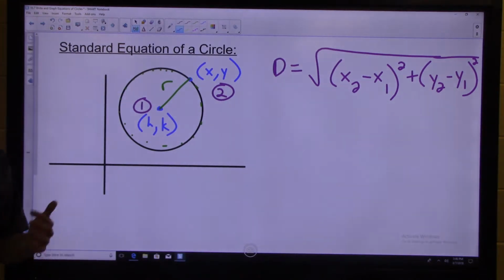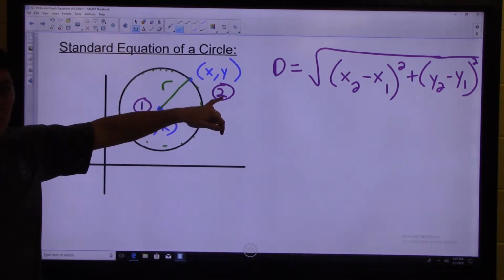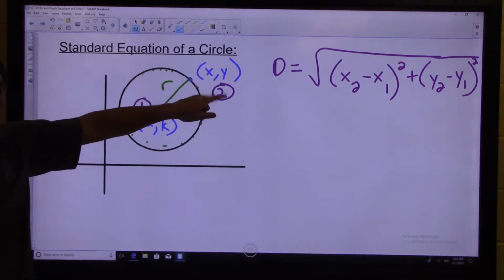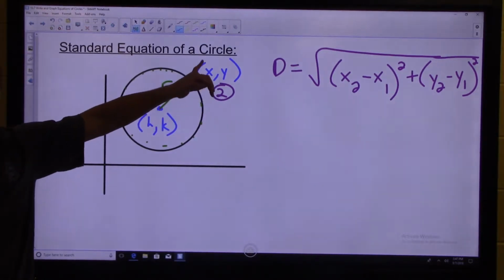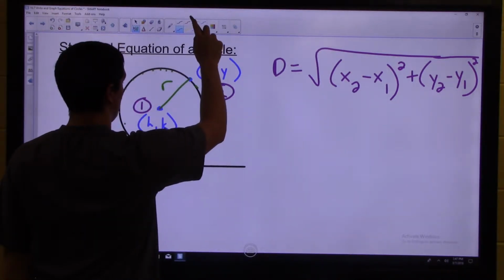So here's my first question. What is the x coordinate for point 2? Now notice it's not a number. The x coordinate for point 2 is just x. That's all it is, x. So let me go and write this in. I'm going to do this in green here.